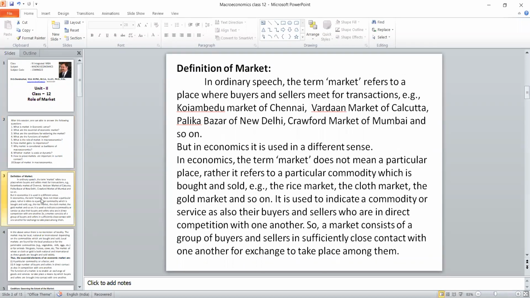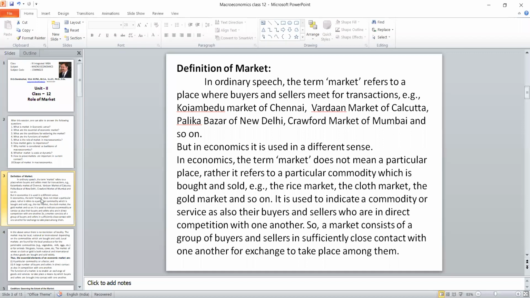Most of us know market means a place where buyers and sellers meet and transact. In Chennai, we have Coimbatore market. In Calcutta, we have Ardhan market, like Paligi Bazaar in New Delhi. Like that, we are mentioning a particular place. This is the layman definition. But it is very different in the economic sense.